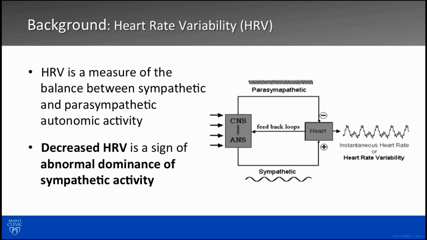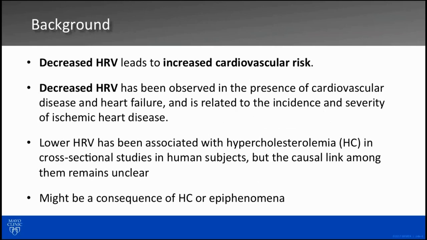So a little bit about heart rate variability, and Emma's done an excellent job of talking about it already. HRV is a measure of the balance between the sympathetic and the parasympathetic autonomic activity. What's been shown in the past is that decreased HRV can be an indicator of abnormal dominance of the sympathetic activity. It's also been shown in humans especially that decreased HRV is a risk factor for increased cardiovascular risk. It's also been observed in the presence of cardiovascular disease and heart failure in patients by epidemiological studies, and can be related to the incidence and severity of ischemic heart disease.